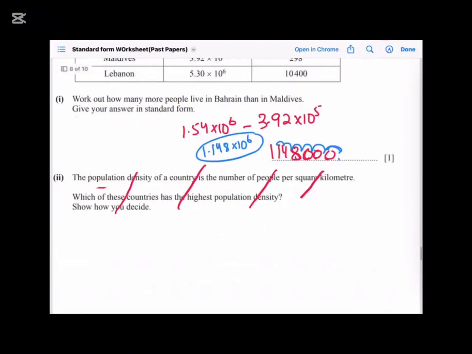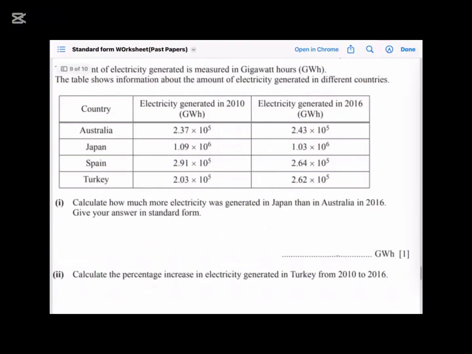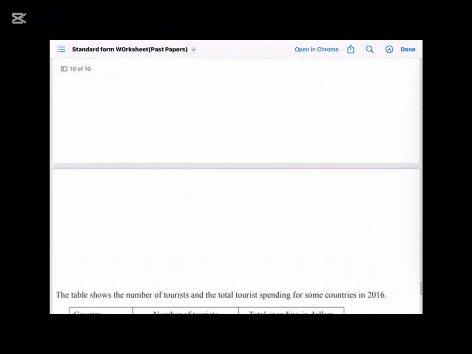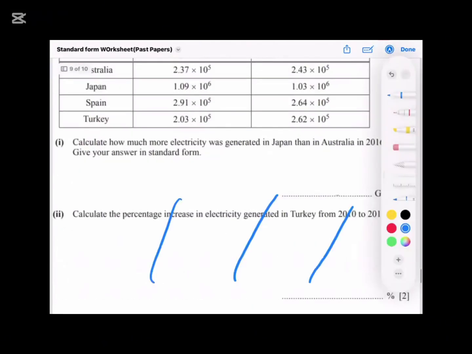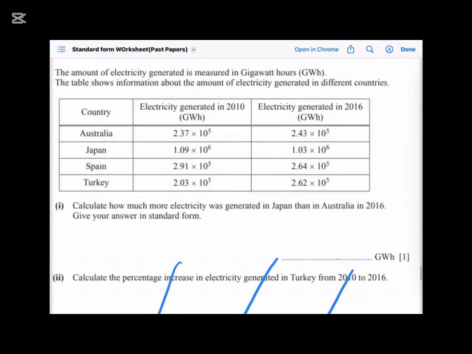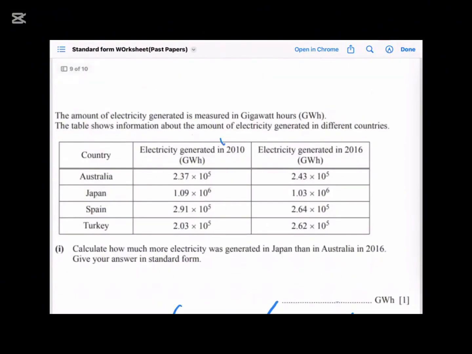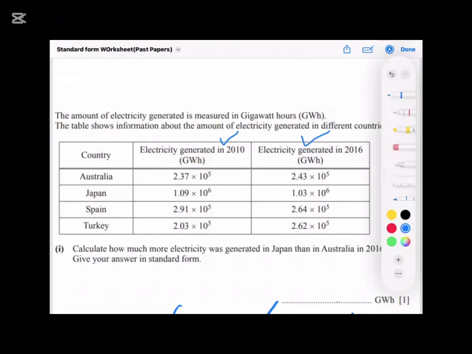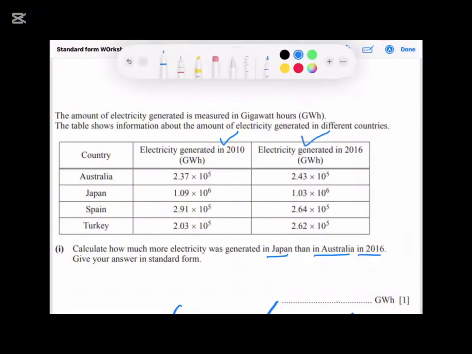Now the remaining questions are homework for you. Try these questions, and I will do one more part, and then you have to try the last part. So now again in this question we have to subtract. There is a country name and the electricity generated in 2010 and 2016. Calculate how much more electricity was generated in Japan than Australia in 2016. So we have to use this data. For Japan we have 1.03 multiplied by 10 to the power 6, minus Australia's 2.43 multiplied by 10 to the power 5.